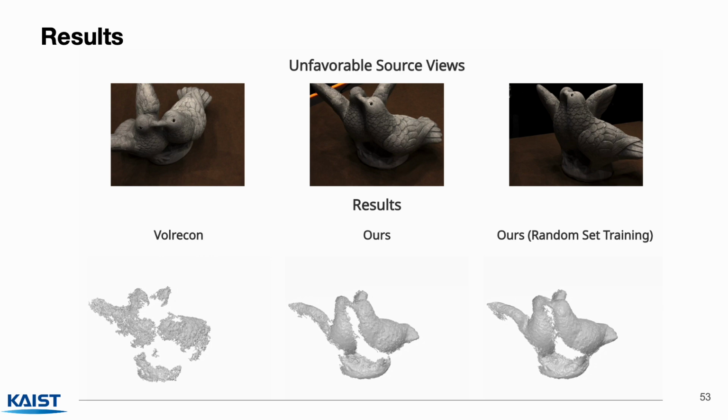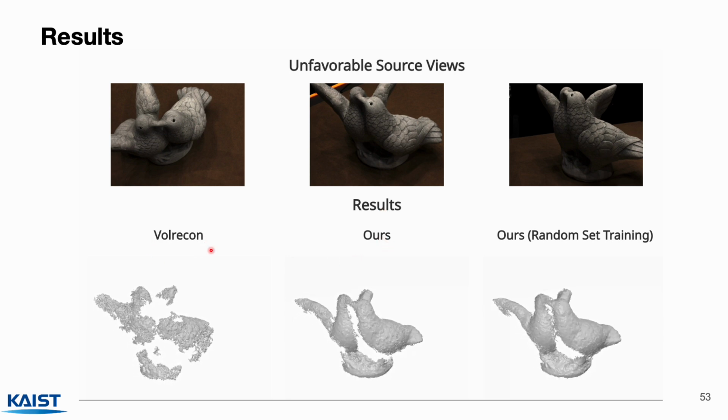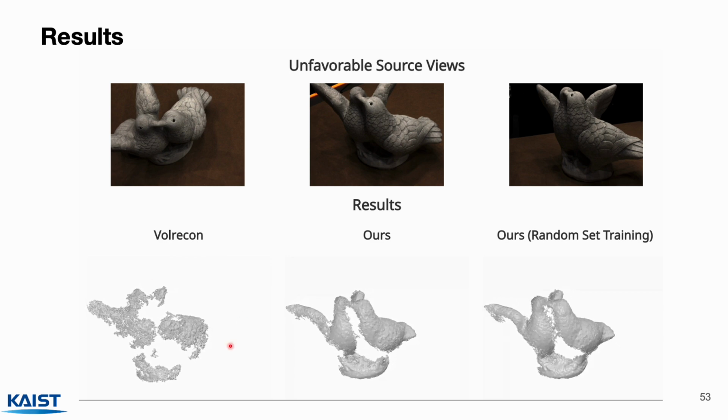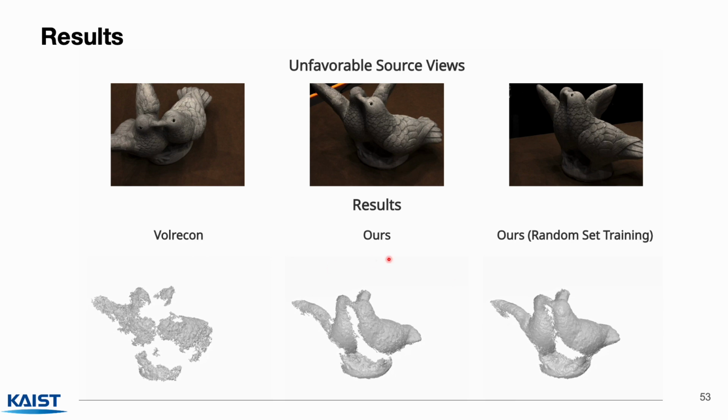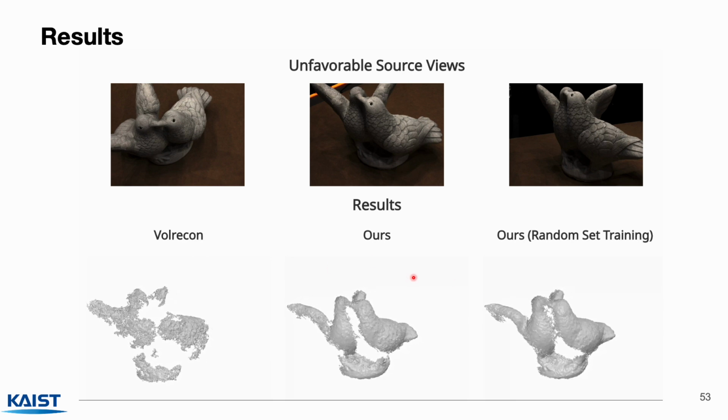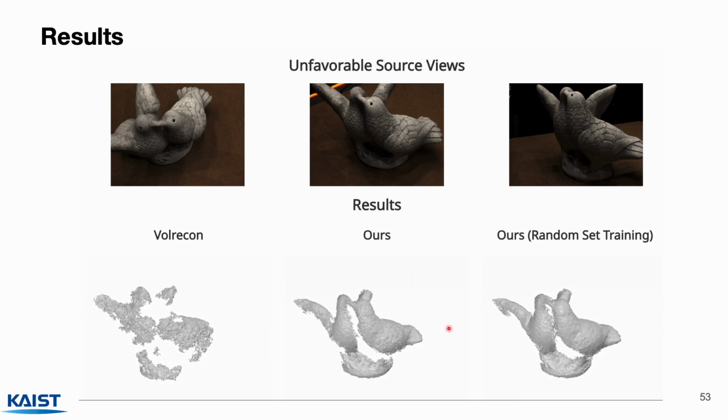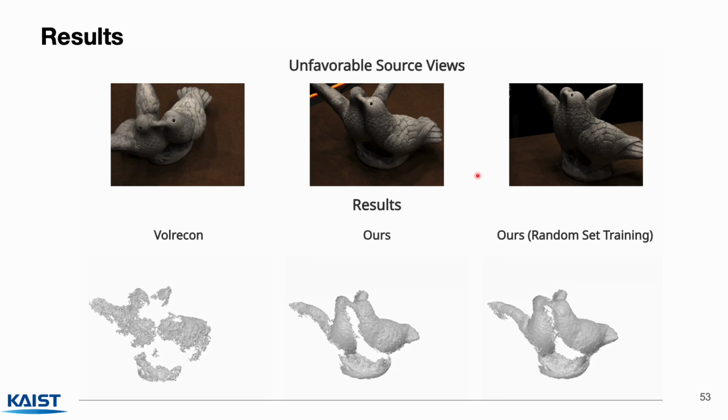So these are the results of UFO Recon and the comparison with VolRecon, which was published at CVPR 2023. As you can see here, the input images are unfavorable source views, where the transformations and the rotations are quite large compared to the favorable source views. And as you can see, the reconstruction quality of VolRecon is pretty bad. Compared to this baseline, our method stably reconstructs the 3D geometry with the unfavorable source views, while the training datasets are identical to the baseline VolRecon.